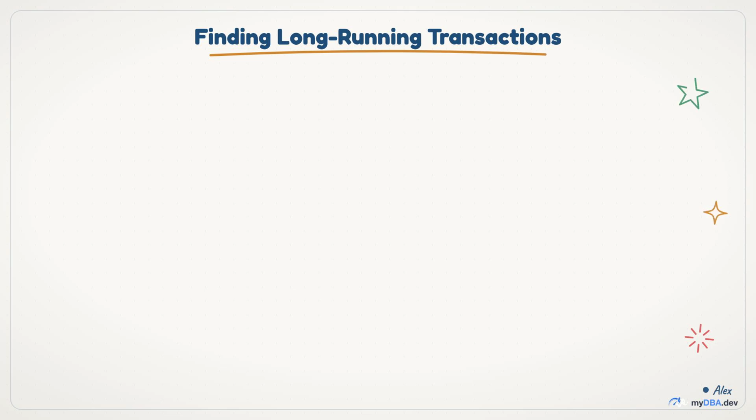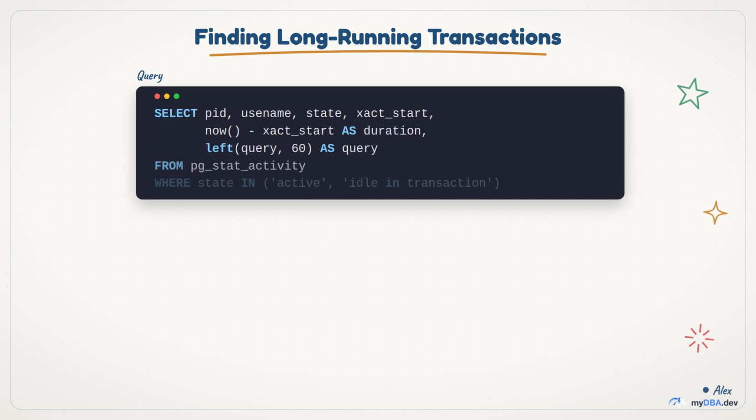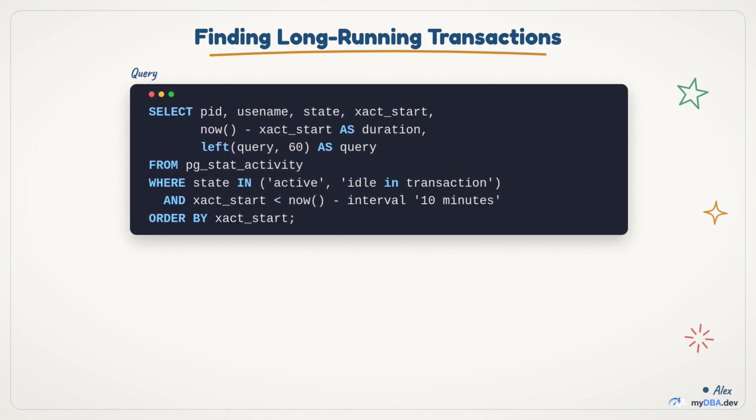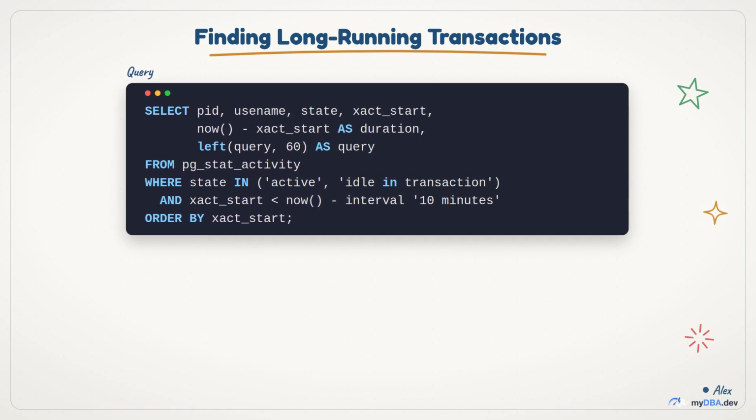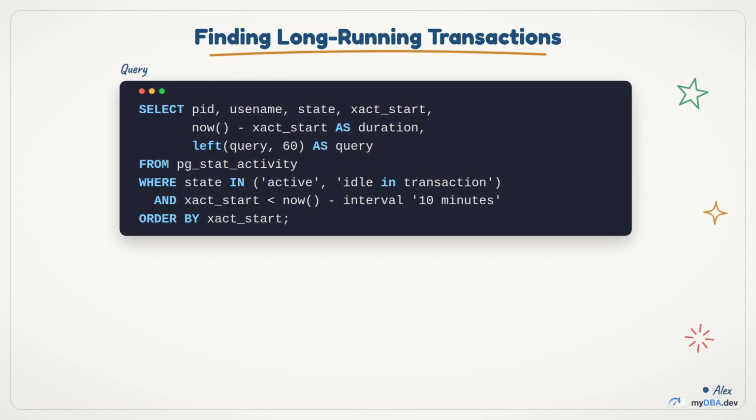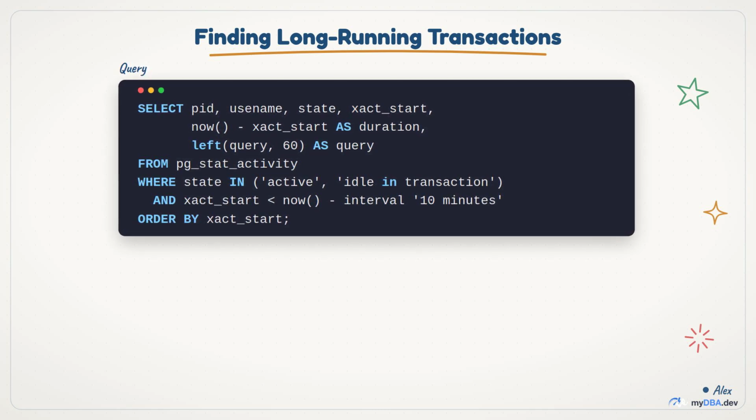Run this to find transactions that have been open for more than 10 minutes. Anything in the hours range is a problem. It's holding xmin and blocking Autovacuum from reclaiming space. You'll need to either finish that query, kill it, or redesign your workload to avoid long transactions.